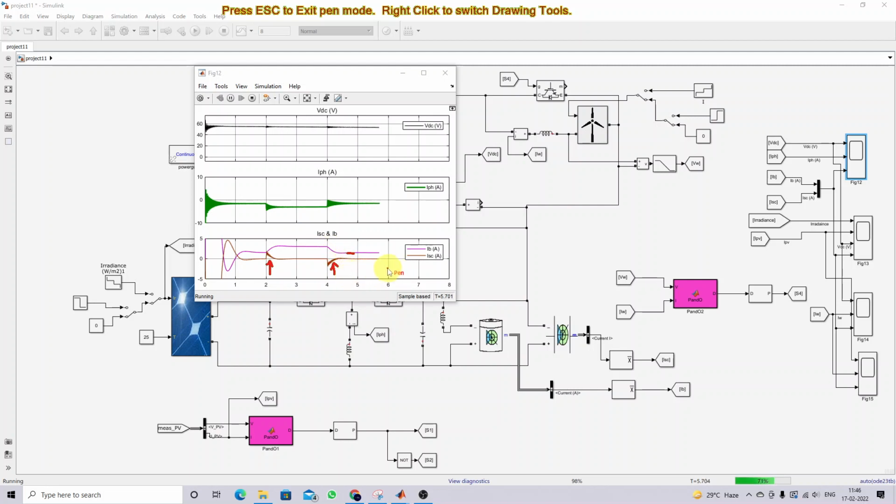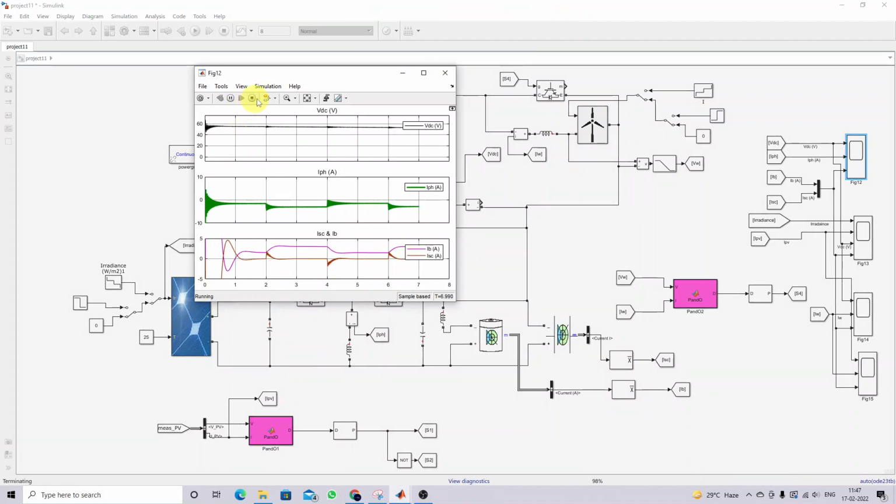At the time of 6 seconds, again we add the load into the system, so we will check the response of the supercapacitor current and the battery current. Because of adding the load, the supercapacitor tries to supply the power, so there is a spike in the current, and after some time it goes to zero, and then the battery supplies the power to the load. So this is the operation only with the battery and the supercapacitor in the multiport converter.